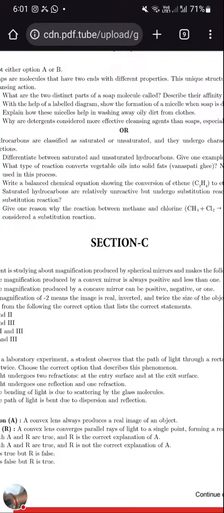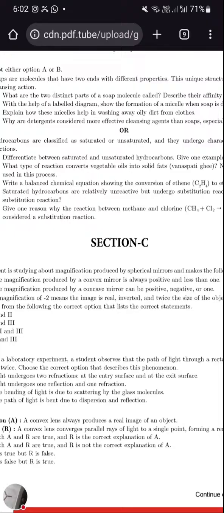Saturated hydrocarbons are given the name alkane, ALKANE, whereas the unsaturated ones are alkene, ENE, and alkyne, YNE. For the ENE category there is a double bond between carbon and carbon, and for YNE there is a triple bond. The general formula of alkane is CnH2n+2, of alkene CnH2n, and of alkyne CnH2n-2.